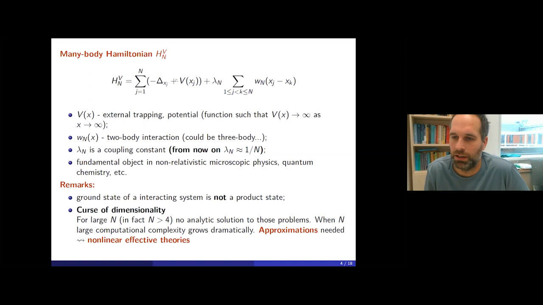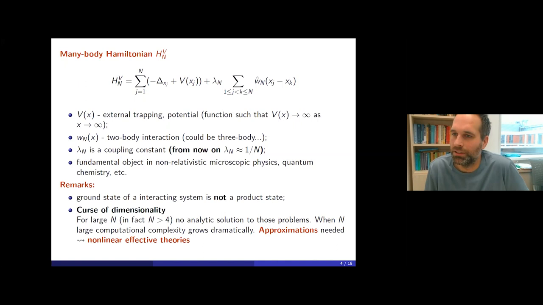Then we have a second term, the double sum, which describes the interaction, because I will restrict myself to two-body interactions. In principle, you could also add three-body interactions, and there are papers which consider those. A priori, W is some profile of the two-body interaction. I write W_n because it can also be made n-dependent, which I'll do on the next slide. That's why I have an index n.